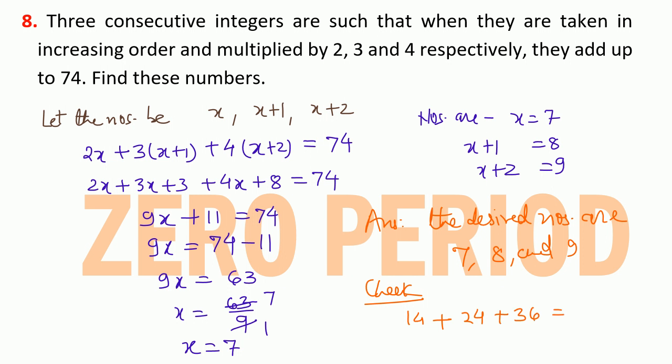The sum will be 6 plus 4, 10, 10 plus 4, 14, then 3 plus 2, 5, 5 plus 1, 6, 6 plus 1, 7, 74. This is the check only. You can verify your answer. So this is the solution of question 8. Children, I hope you are enjoying this video and all the solutions from 1 to 8 you got. Now move to the next question.